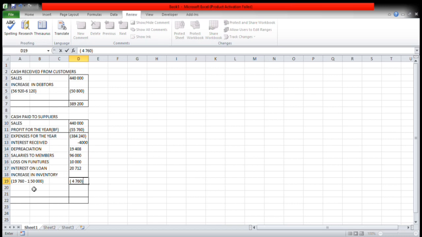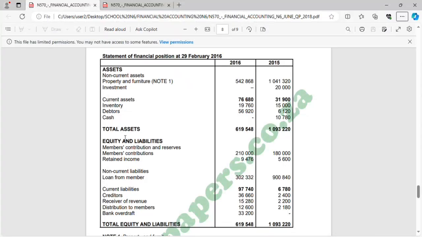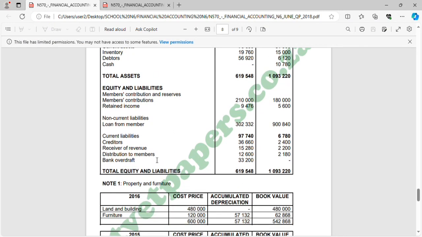So here we have the amount. Now we're going to find the changes in payables. We find the changes in payables under the balance sheet, the statement of financial position, under the current liabilities, because that's where the trade payables are. So here we are on the statement of financial position. Under the current liabilities, we have the creditors amount. The current amount is 36,660, and the previous year is 2,400.